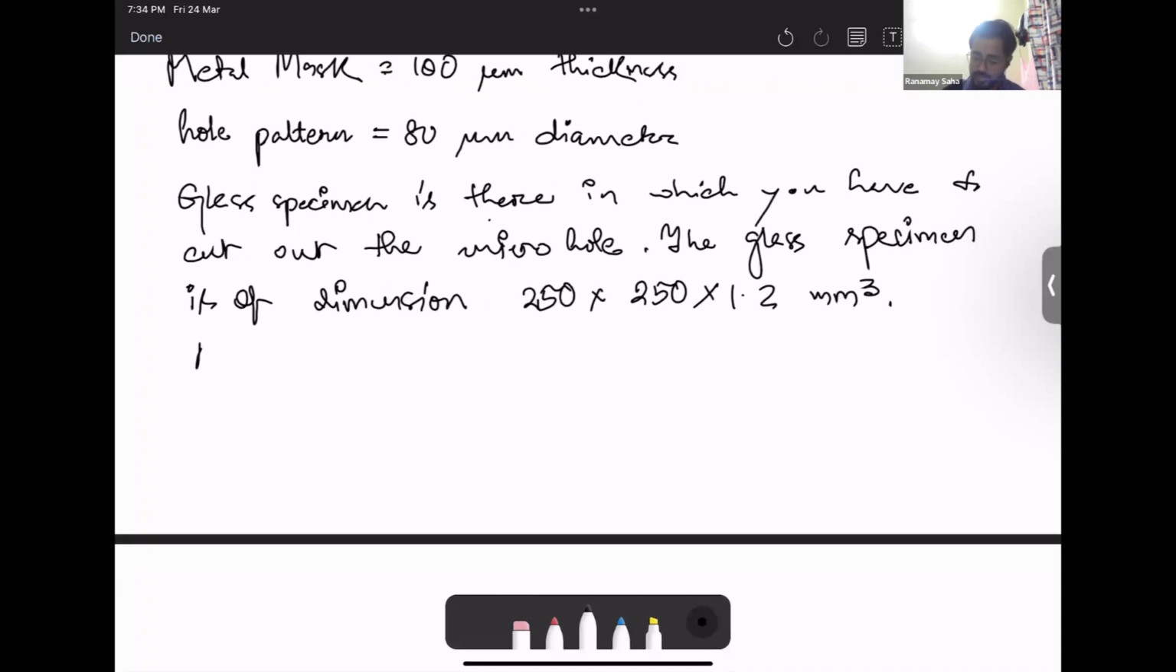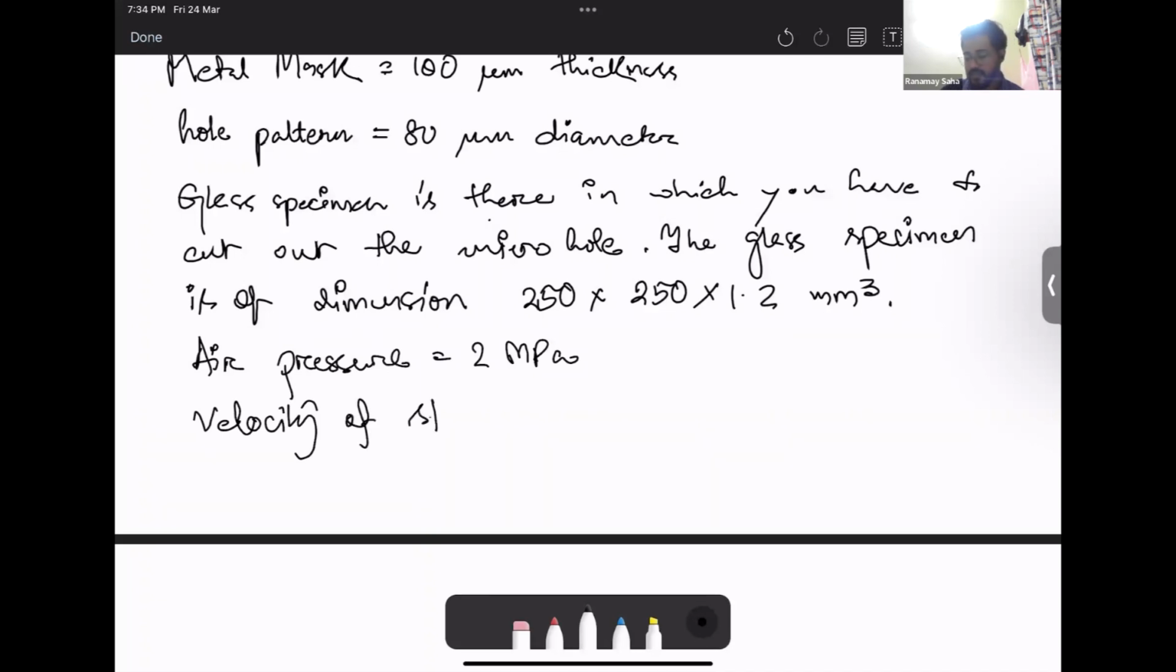Then you have been given air pressure, which is 2 megapascals, and the incoming velocity of the stream which contains your abrasives as 150 meters per second.